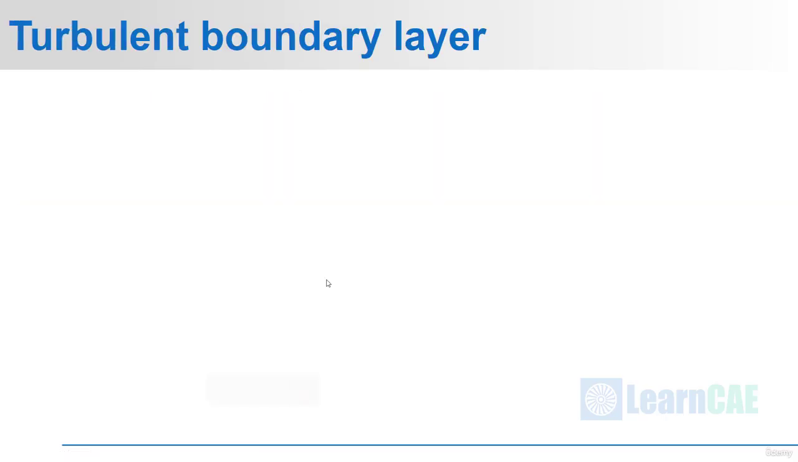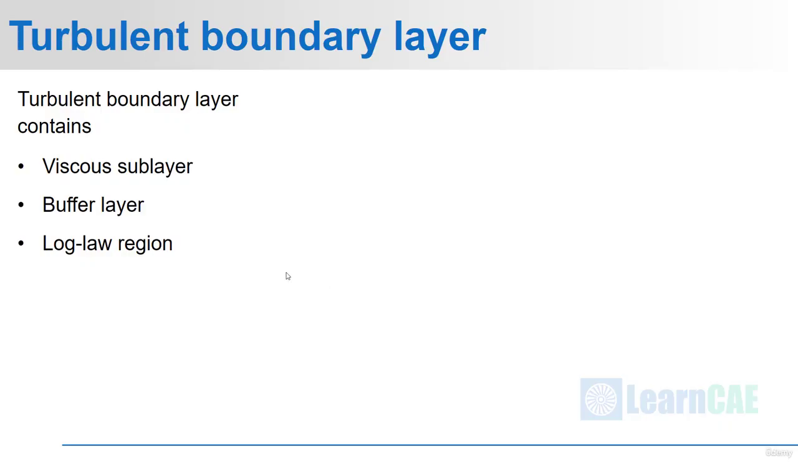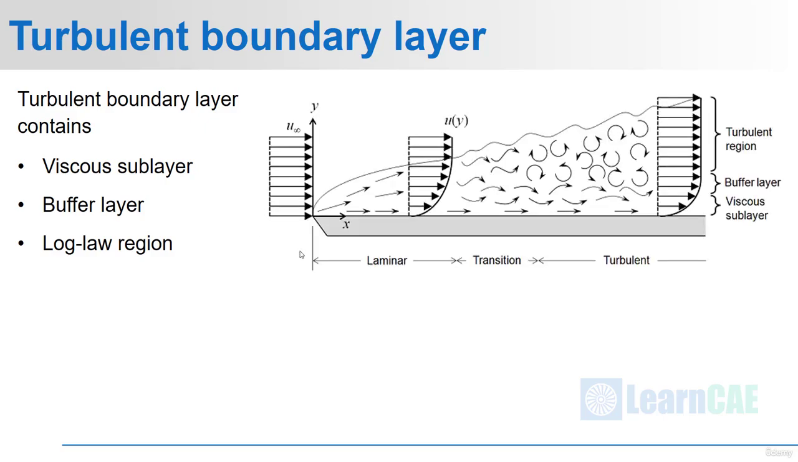Next we shall see turbulent boundary layer. The turbulent boundary layer contains three zones, that is viscous sublayer, buffer layer and log law region. We shall see in detail. Okay, consider this example. Here the flow over a flat plate is shown. Initially for some distance the flow is laminar, beyond which the flow transitions to turbulent region. And in the turbulent boundary layer we can see there are three zones, that is viscous sublayer, buffer layer and then comes the log law region.